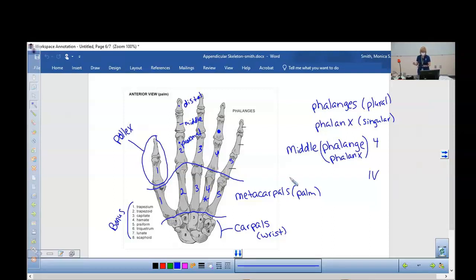How are we? Well, we're going to do the feet. Feet are numbered and named the same way, but instead of carpals they have tarsals, but we'll do feet next time.